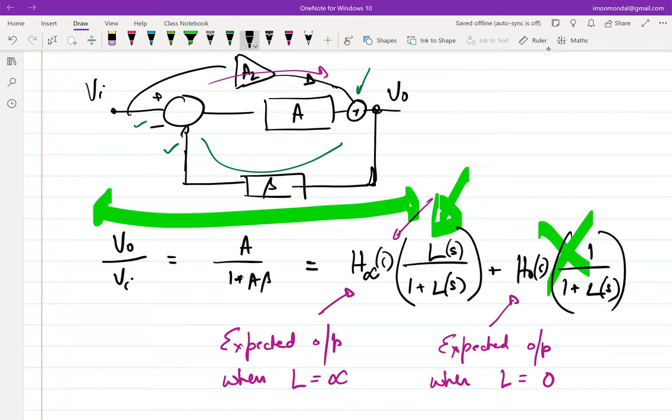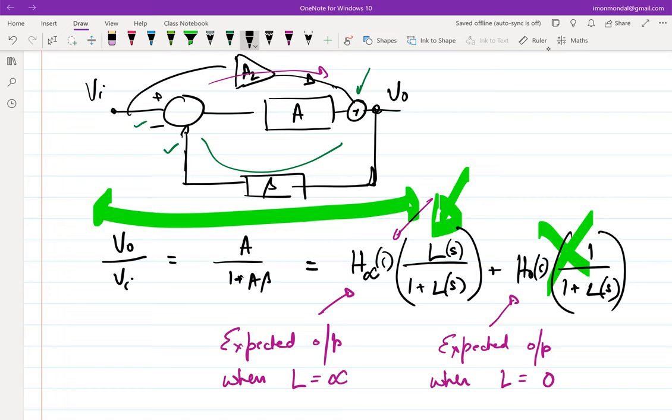You can always go around the loop, write the algebra, and figure out what the final output will be, right? But that often doesn't lead to much of an intuition or conclusion that you want to derive from the circuit. So the quick way of getting a conclusion is, what is my expected output if the loop gain is infinity? Because that is the starting assumption of my circuit, right?